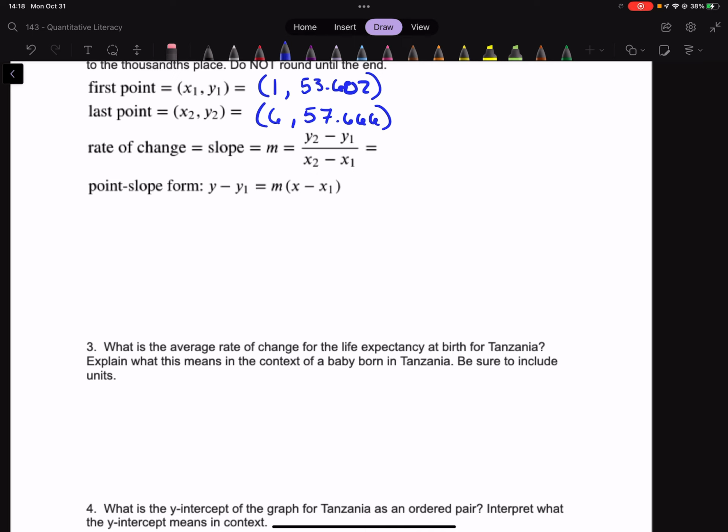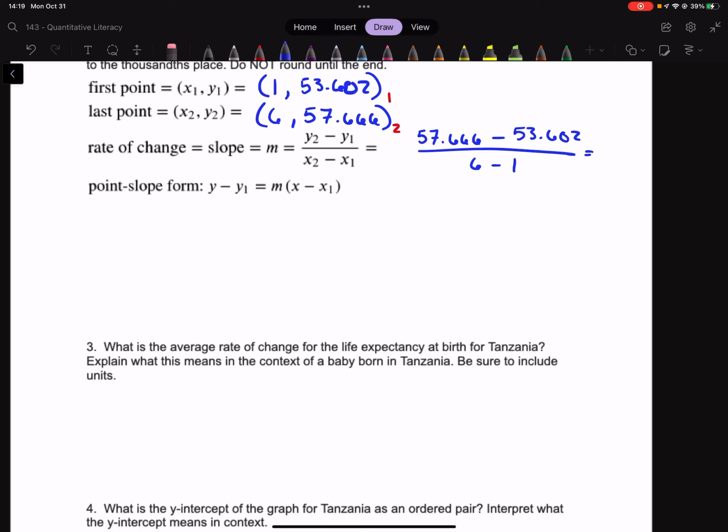All right, so now we're going to find the slope, aka the rate of change. Something that'll help you is to label the second point as point number 2, and then the first point is point number 1, and then it'll help you keep track of what your y sub 2 and x sub 2 and y sub 1 and x sub 1 are. So then y sub 2 is going to be 57.666. Y sub 1 is 53.602. X sub 2 is going to be 6, and x sub 1 is 1.